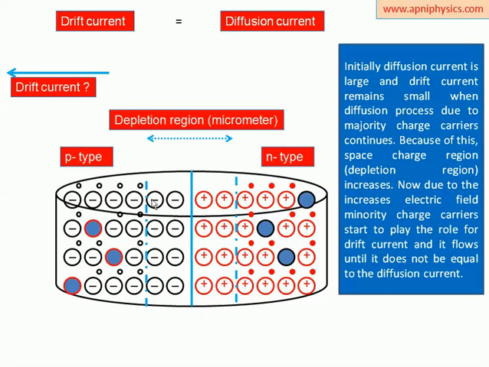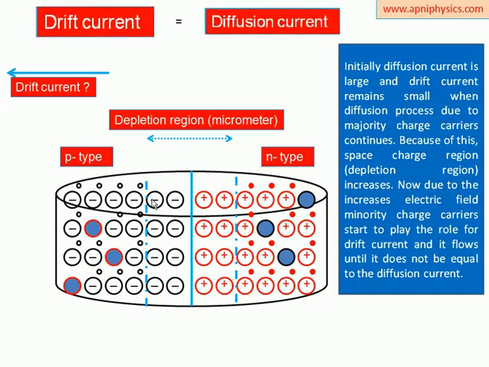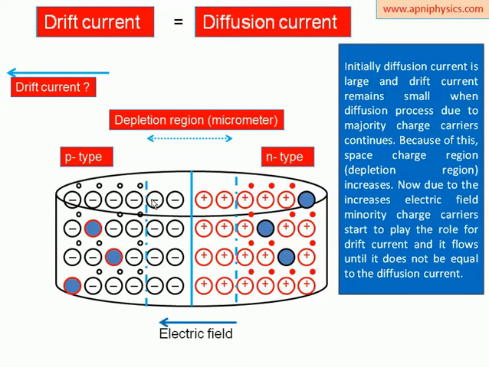At a certain point, this drift current becomes equal to the diffusion current, and at that time there is no more current. So this is the equilibrium condition in a p-n junction diode. You have seen here the majority charge carriers, the minority charge carriers, and their movement across the junction, and as a result you have seen the diffusion current and the drift current. Right now, that is the equilibrium condition, right?